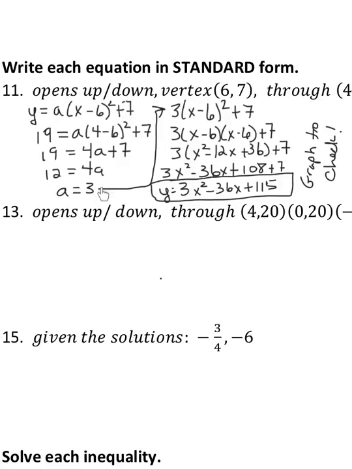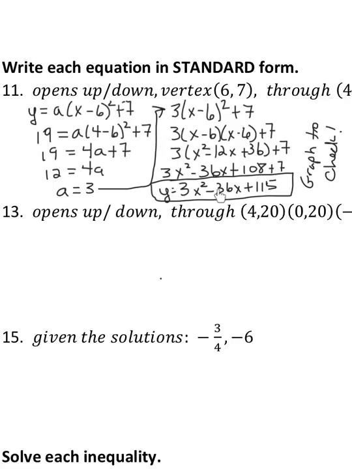Then I use that information to rewrite this in standard form. So I break this apart into its two binomials, FOIL it together, distribute the 3, simplify, and I get 3x squared minus 36x plus 115.